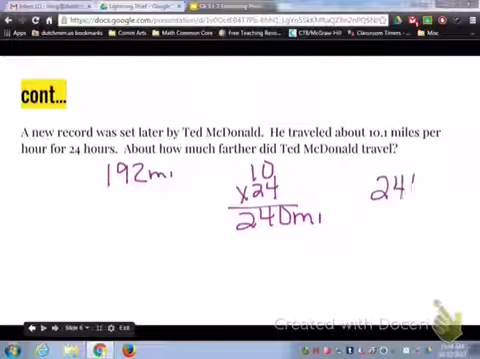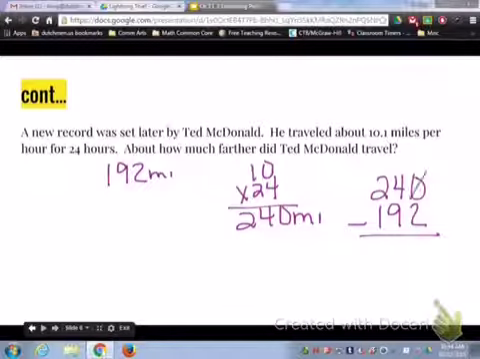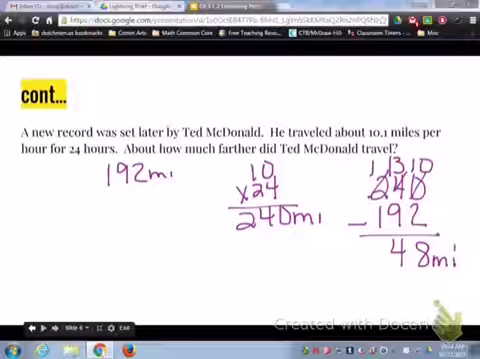So now we can take those and we can subtract and find out how much further. So 240 minus 192. This becomes a 10 because we're borrowing from the 4. 10 minus 2 is 8. Can't subtract 9 from 3. Borrow again. 2 becomes a 1. The 3 becomes a 13. 13 minus 9 is 4. And we find out that he went 48 miles further.